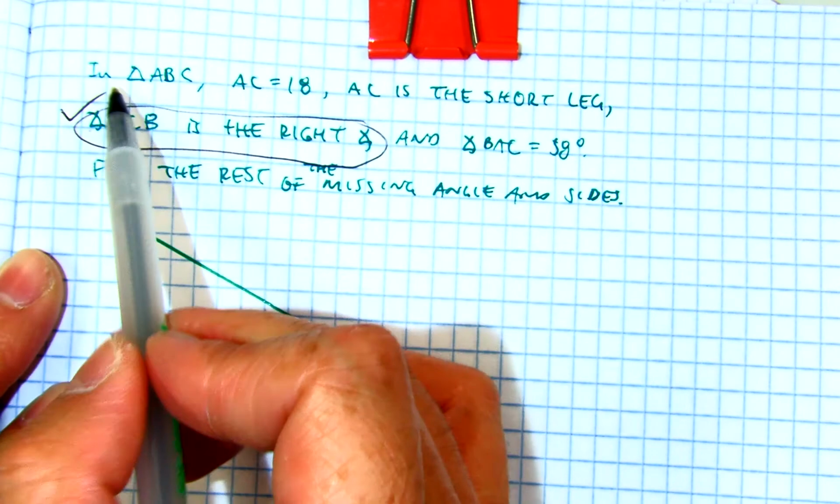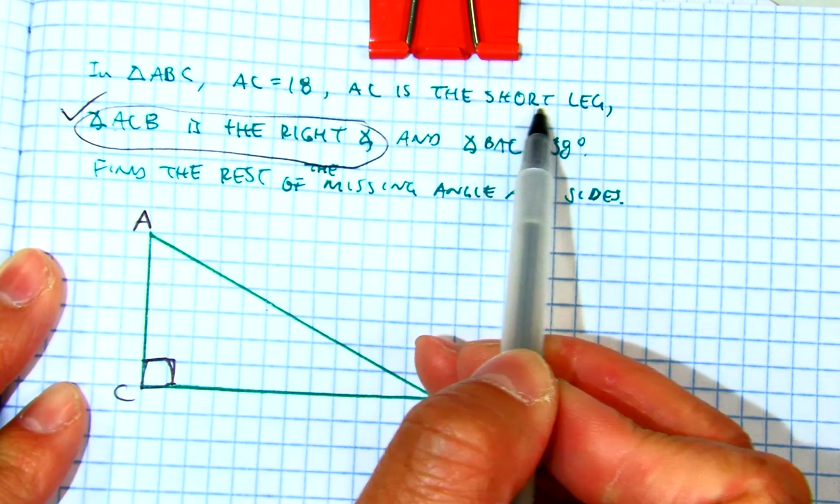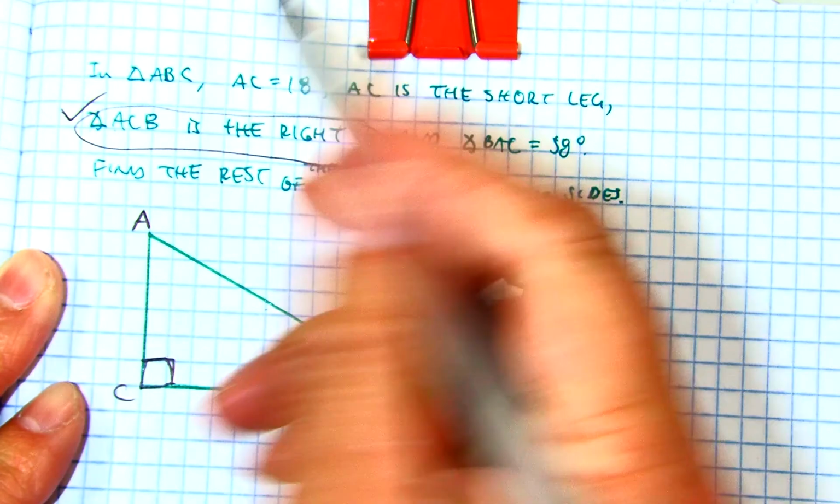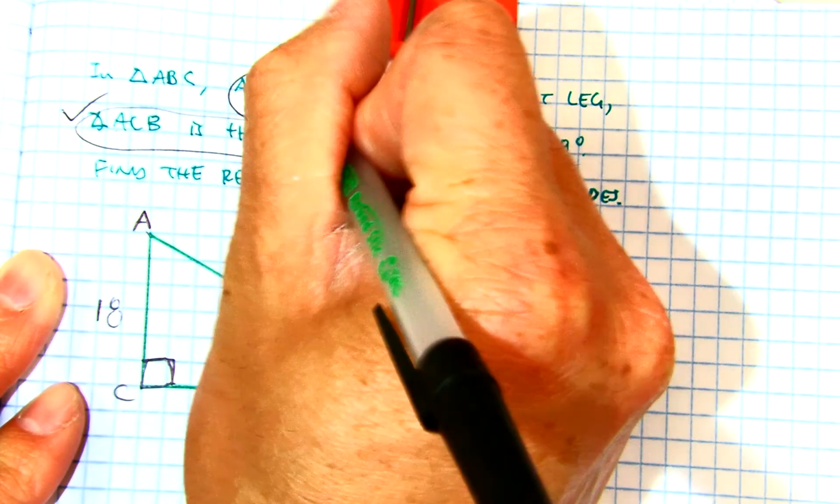Let's verify that. In triangle ABC, AC is 18 and AC is the short leg. Now that looks like the short leg in ours. Here's AC, that is 18. So check, check.